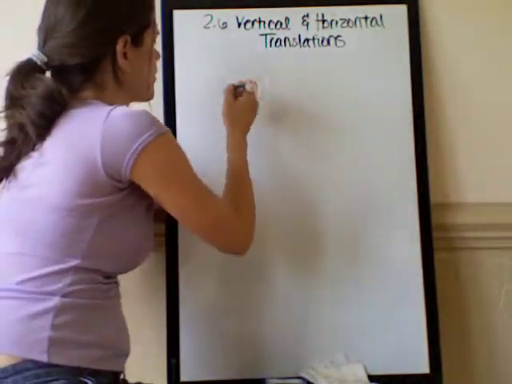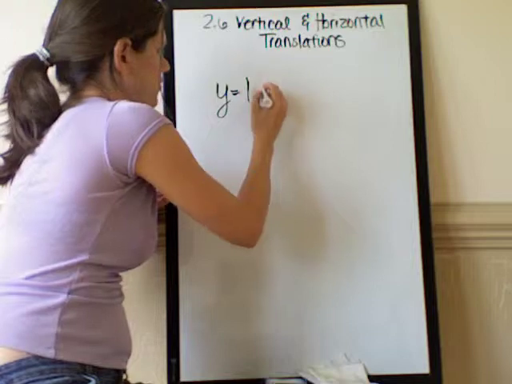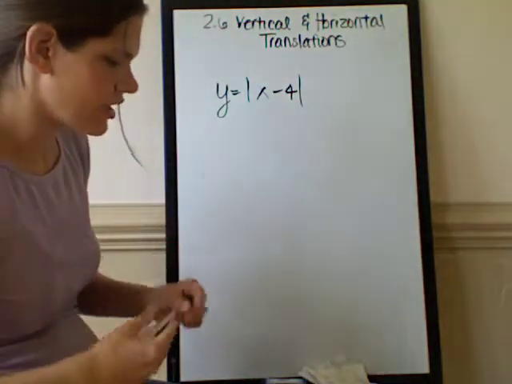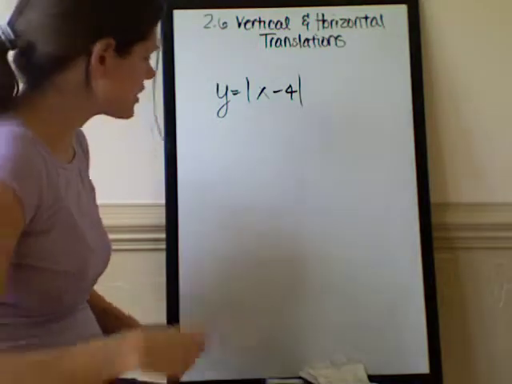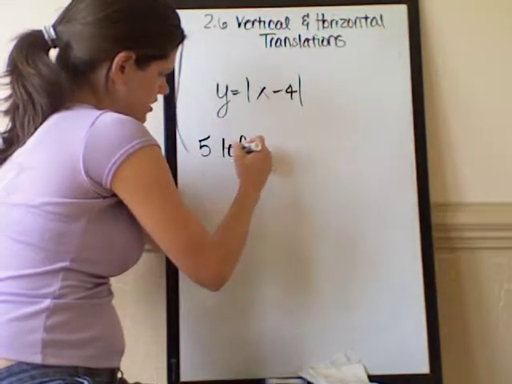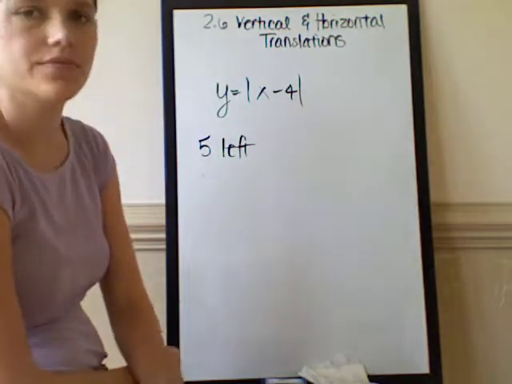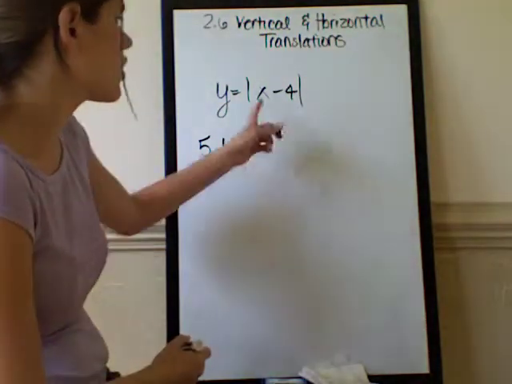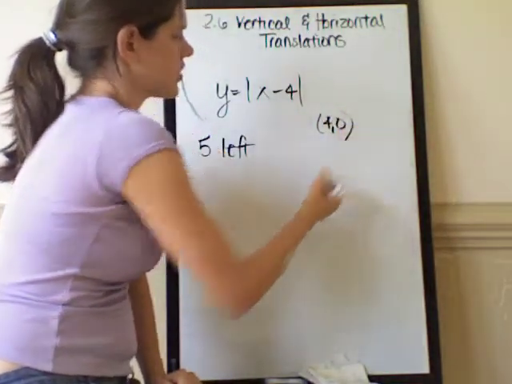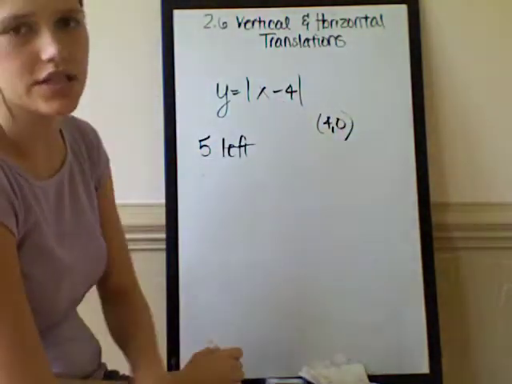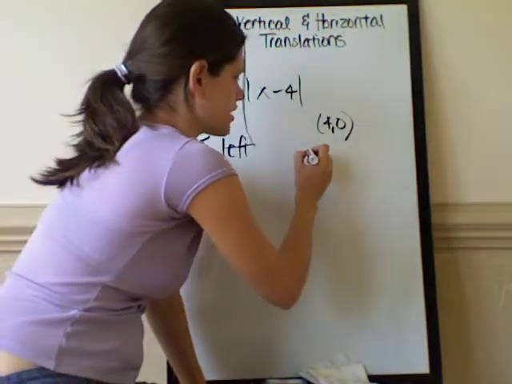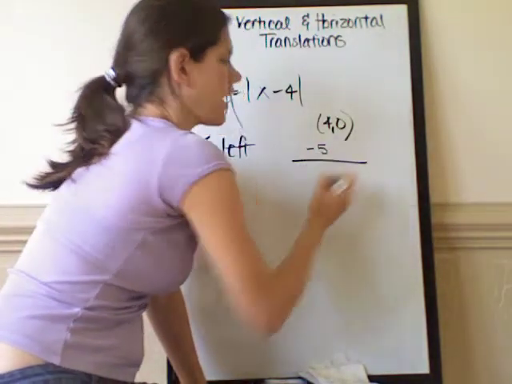Alright, now let's say we have y equals the absolute value of x - 4, and you want to know what's the equation after it has been translated 5 units to the left. Okay, so currently my vertex is 4, 0. Remember, take the opposite of what's in there, so 4, 0. If I'm going 5 to the left, that means I am subtracting 5.